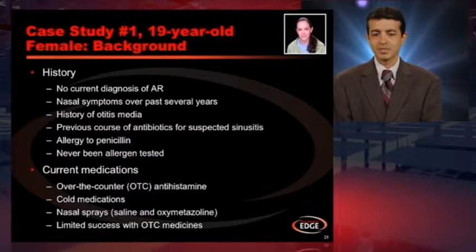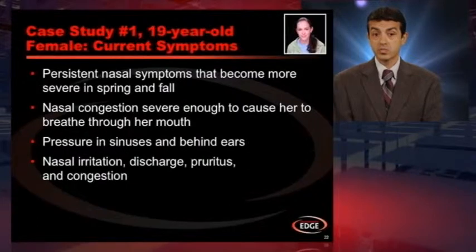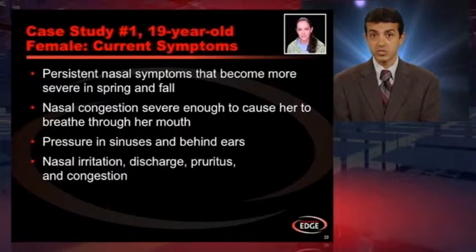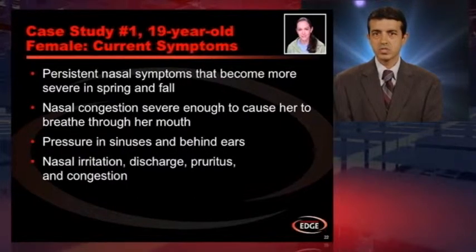Despite these, she's still very symptomatic. Nasal sprays in the form of saline and oxymetazoline, so there's potentially overuse of topical decongestants here, and limited success with this regimen. Persistent nasal symptoms that have become more severe in spring and fall for her. Nasal congestion that was severe enough to cause her to breathe through her mouth. In children, this becomes very important, as it may affect their facial morphology as they grow, becoming obligate mouth breathers. Pressure in sinuses and behind the ears, and then nasal irritation, discharge, pruritus, and congestion.